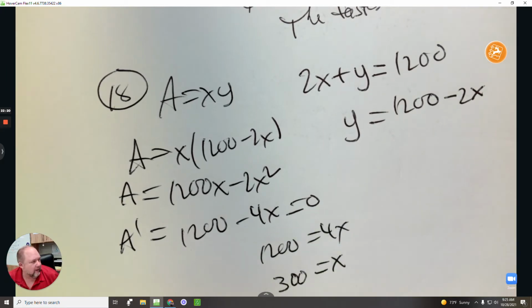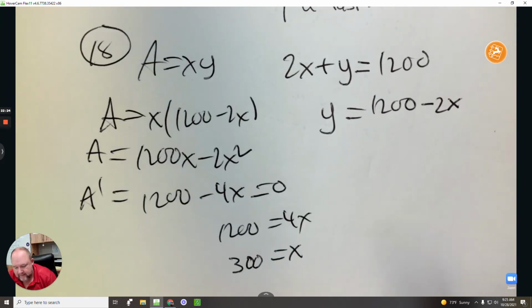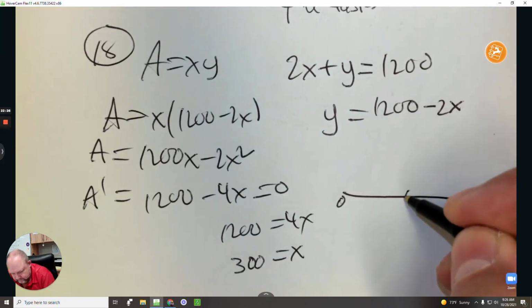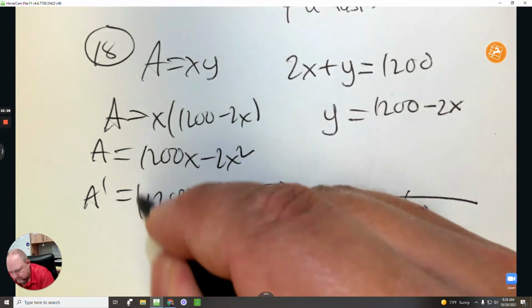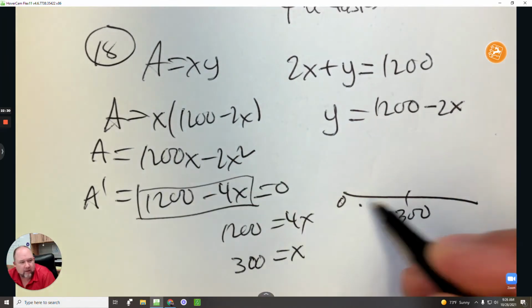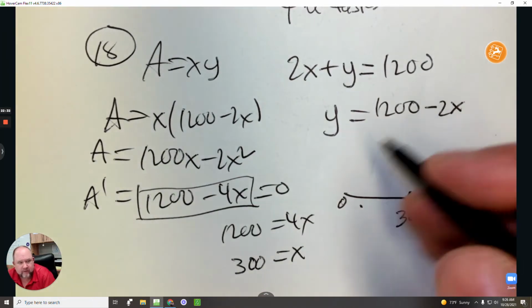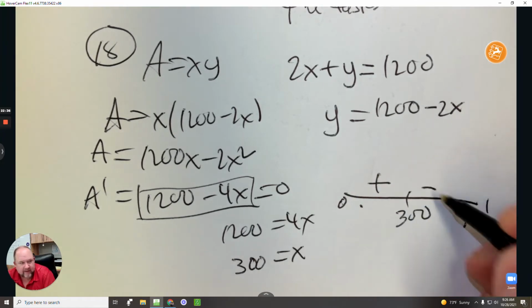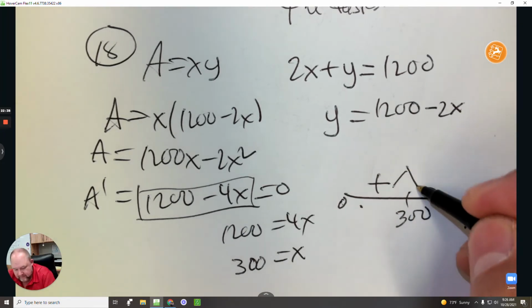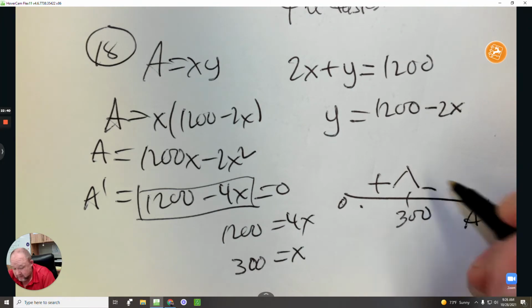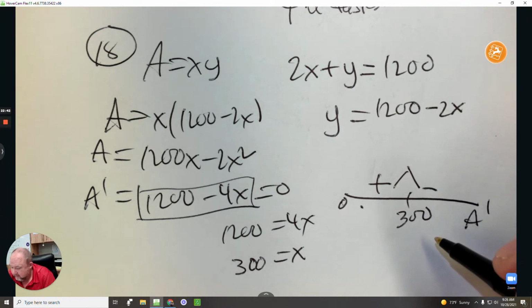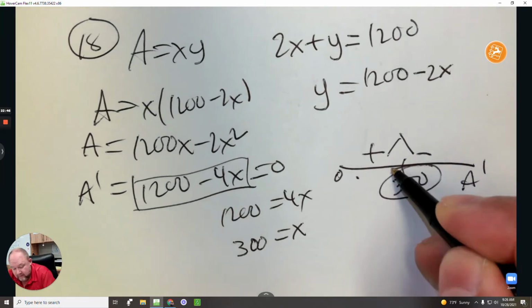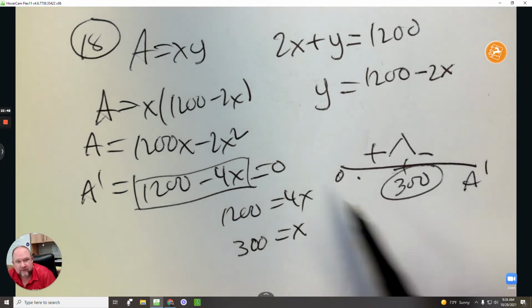So I get 300. Make sure that's what you want. If I plug 1 into the derivative, I get a positive answer. If I plug in 400, I get a negative answer. So this is a maximum, and that's what I'm looking for. So what is the maximum area he can enclose? I'm looking for area. So x is equal to 300.